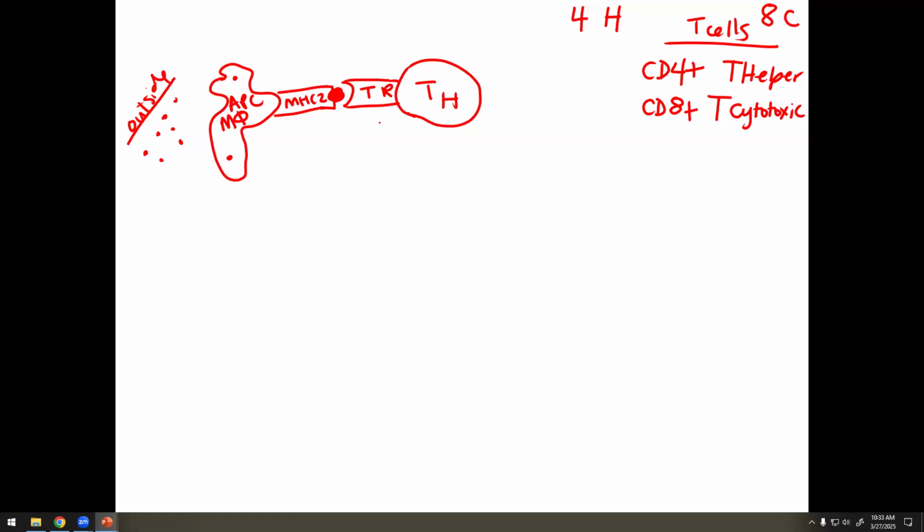All right, so our T helper cell is here to recognize our antigen back over here in our example. What marker does our T helper cell have on it? CD4. As it turns out, CD4 is not just a marker. It helps recognize MHC2. CD8 is a marker that, which one do you think it's going to help recognize? MHC1.